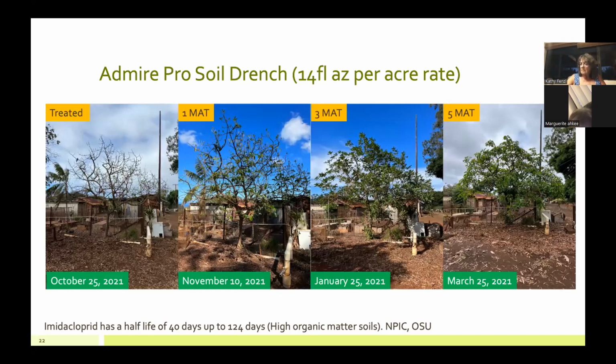And it's very important to note when you're using products like Admire, which has a moderate to high toxicity to bees and other pollinators, you don't want to use this during flowering.